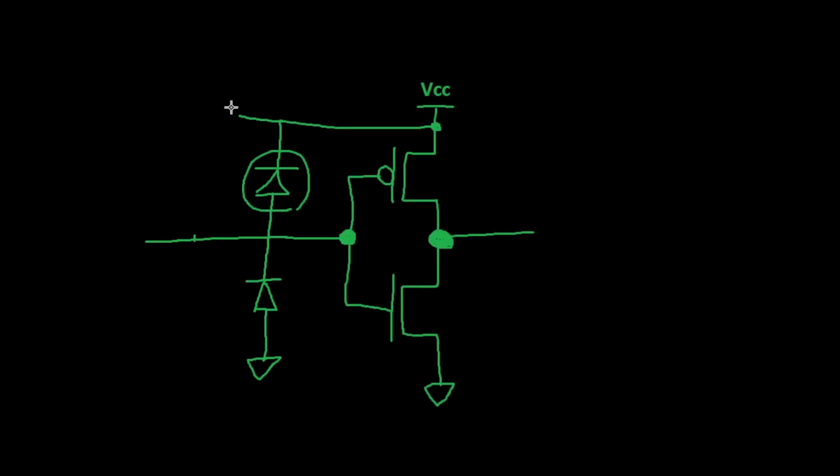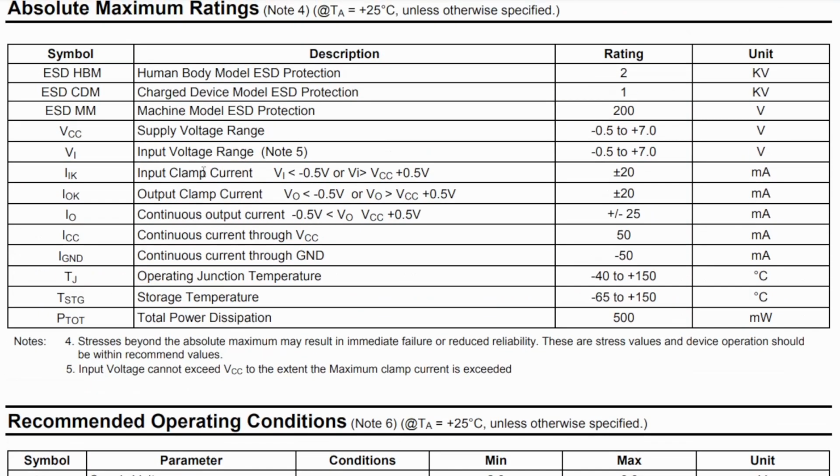So it's not using that structure. If the input is larger than VCC, so let's give ourselves some numbers here. If VCC is 5 volts, for example, and our input is 6 volts, then this diode is going to be forward biased. It has a larger voltage on this side than it does on this side, and that will allow, essentially, infinite current to flow.